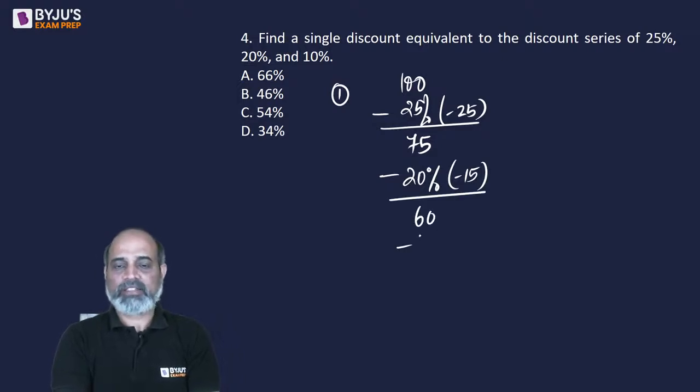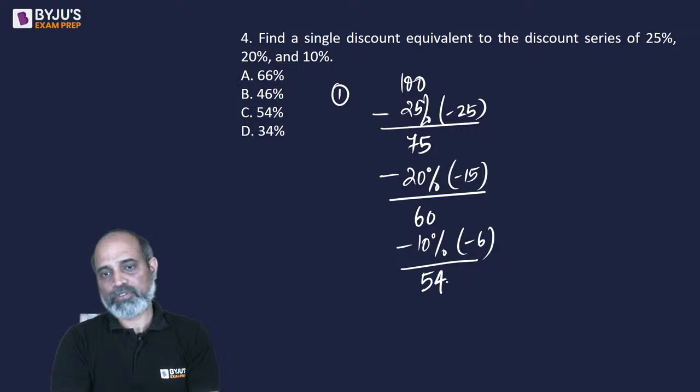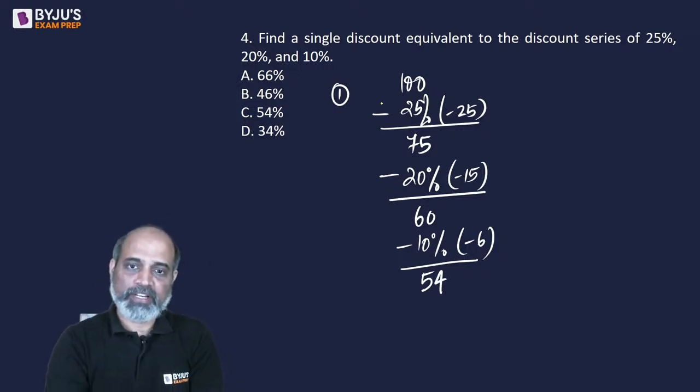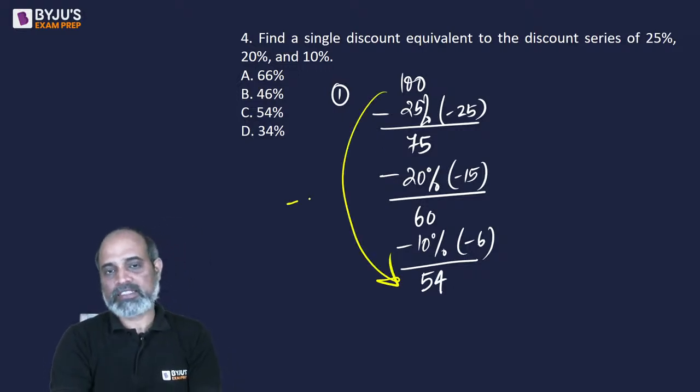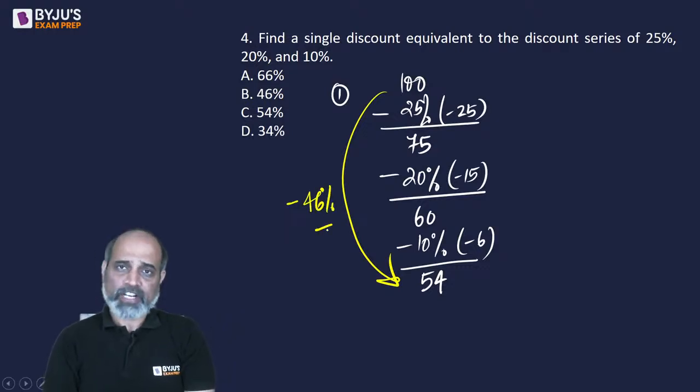Then 10% of 60 decrease should happen, which is going to be a decrease of 6, which will result in 54. So if we start with 100 and if we end up at 54, that's like saying it's a 46% decrease. 46 is the decrease over 100, which is 46%.